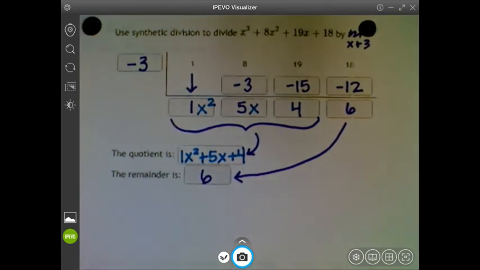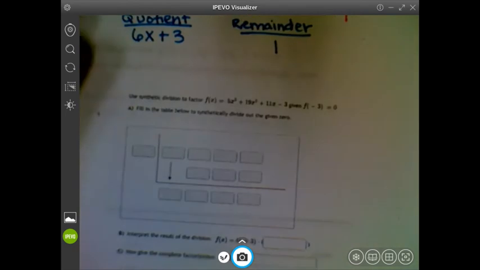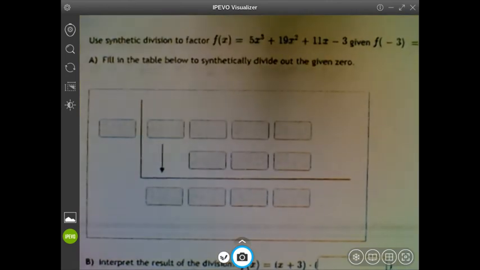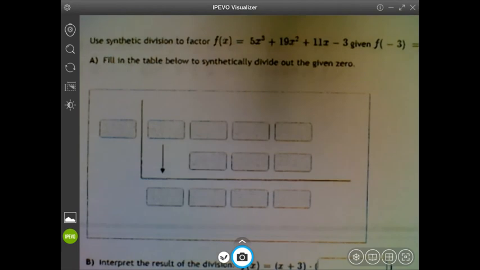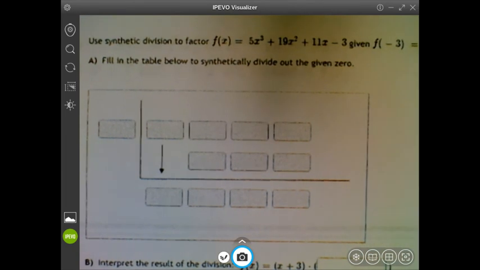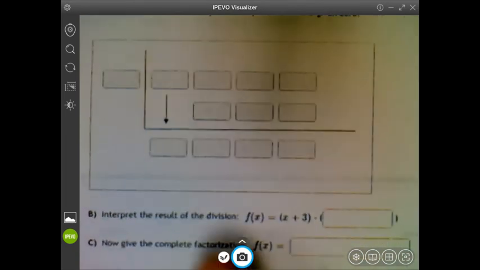All right. So next question, some more synthetic division. It says use synthetic division to factor 5x cubed plus 19x squared plus 11x minus 3 given f of negative 3 equals 0. Fill in the table, and then we're going to interpret the results at the end.